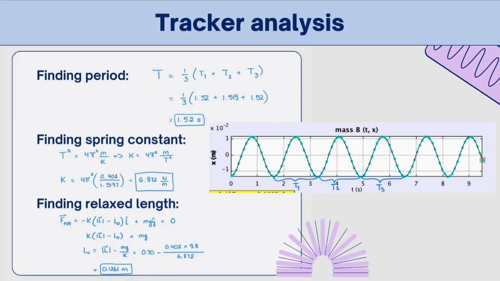Using Tracker to analyze the motion, firstly I found the oscillation period. One period is one curve of the graph, and the average of one oscillation period from a total of 3 consecutive curves is 1.52 seconds. Next, using this relationship between the spring constant and the period, I found the spring constant to be 6.872 newtons per meter. Lastly, I found the relaxed length of the spring using this equation from the two previous slides. I got an L naught of 0.1261 meter.